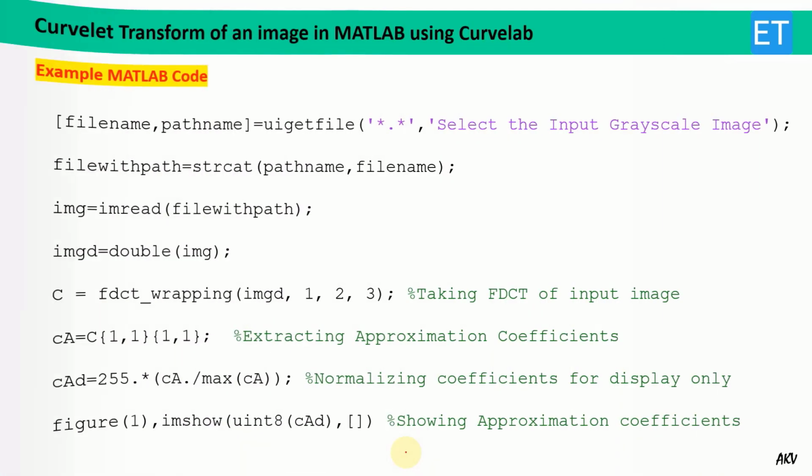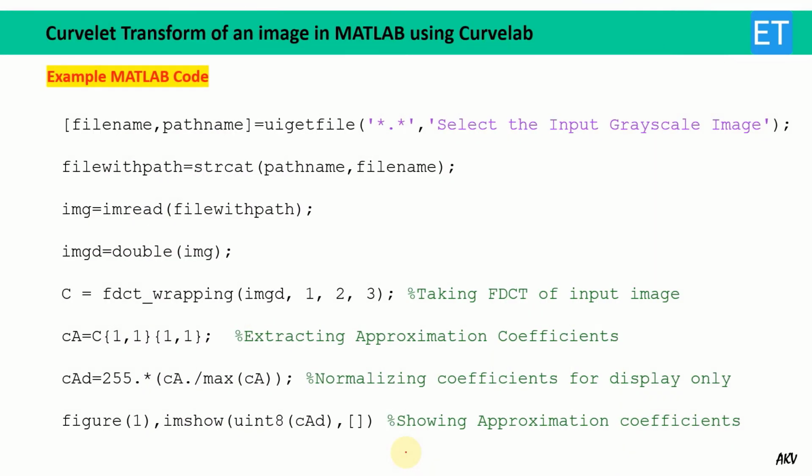Okay. So this is the example code where I will show you how you can find the curvelet transform of an image. When you execute this first one, uigetfile, a system dialog box will appear, and there you will choose your image file.